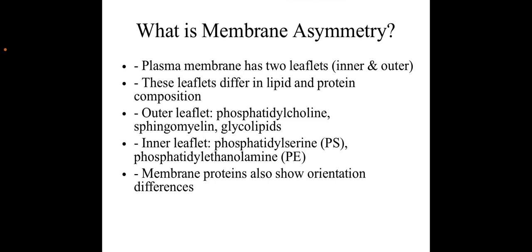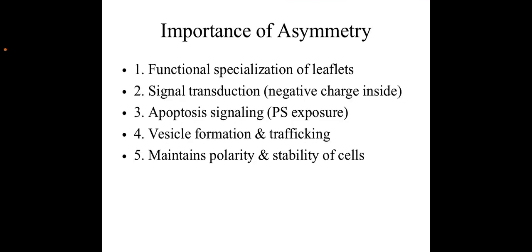The plasma membrane has two leaflets, inner and outer. The leaflets differ in composition of the lipid and protein. The outer leaflet has phosphatidylcholine, sphingomyelin and glycolipids. The inner leaflet has phosphatidylserine and phosphatidylethanolamine. Membrane proteins also show orientation differences.